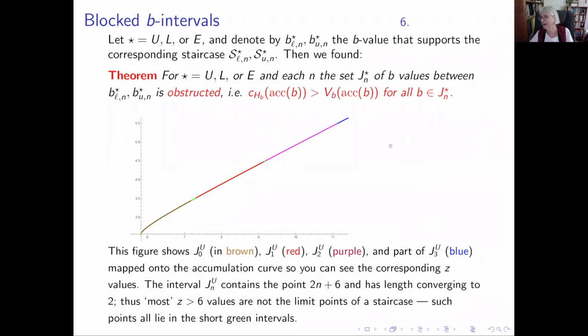And these intervals, their lengths: JUN contains the point 2n plus 6, and its length converges to 2. So they're centered 2 apart. Almost all, you can hardly see that green interval. I don't know if you can see it, but most of the B values are blocked, but there are these other places.